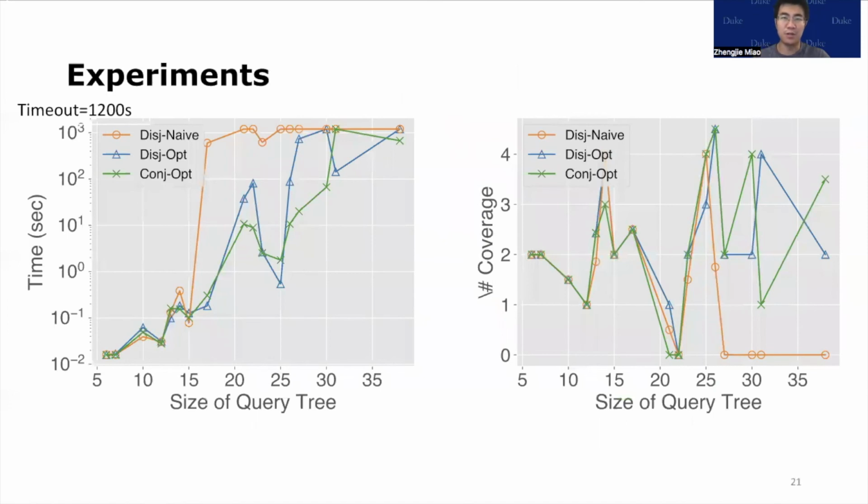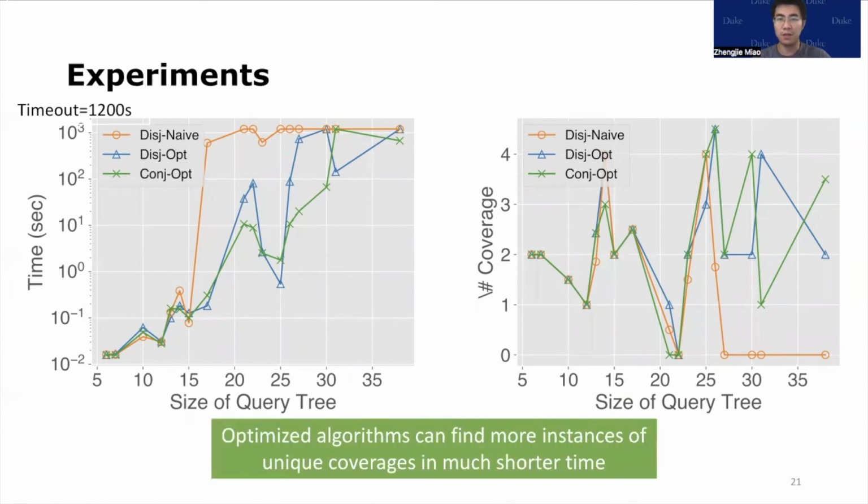Now we show the experimental results on queries we collected from the students' queries in our database course. The figure on the left depicts the running time of our algorithms against the query size. We can see that the naive algorithm times out for almost every query with sizes greater than 20, while the optimized algorithm finished in 100 seconds for most cases. And the figure on the right shows the number of unique coverages of the C instances returned by each algorithm. Although the conjunctive tree optimization would fail to find some C instances, it returns at least the same number of coverages as other algorithms in most cases.